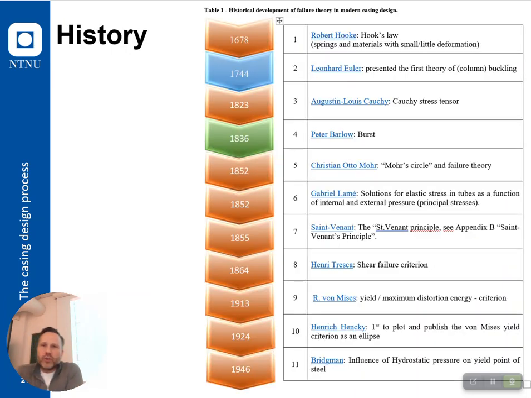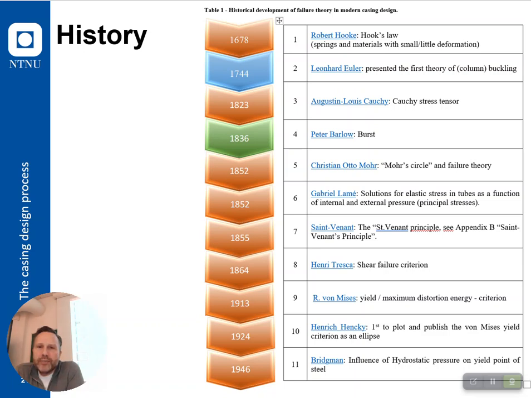A little bit of historical facts. 1678, Hooke's law. You guys are familiar with it. It's the linear part of steel. Euler, with his column theory, 1744. Cauchy, he came up with the stress tensor. That's how we know stresses in steel and how steel fails.